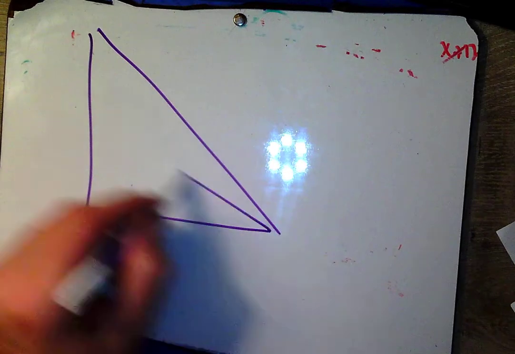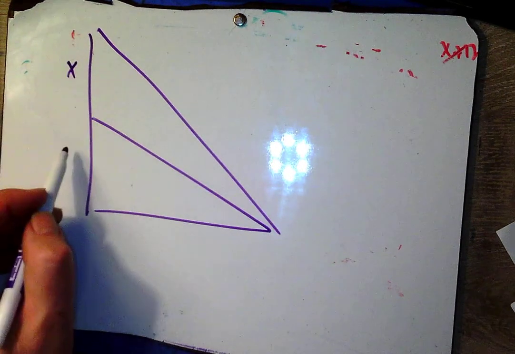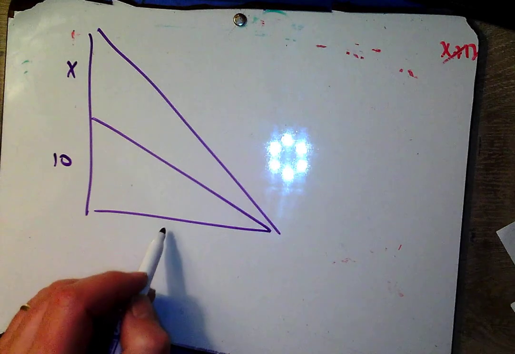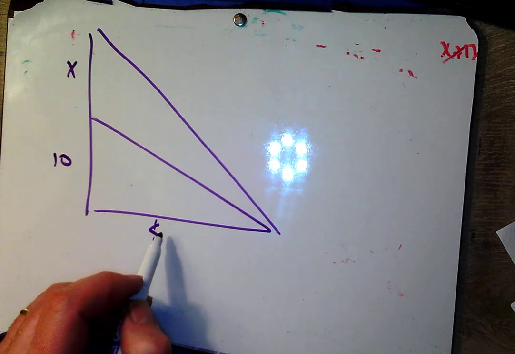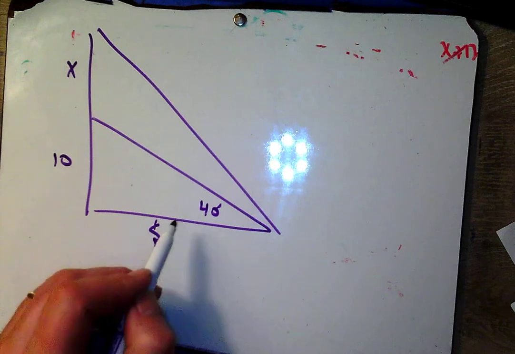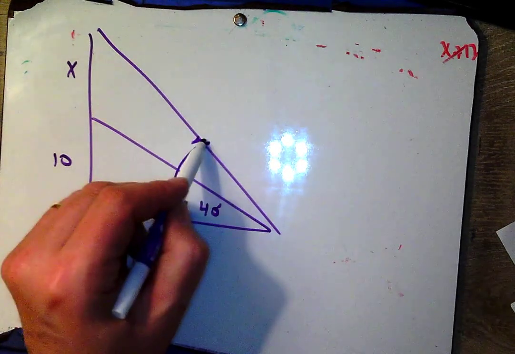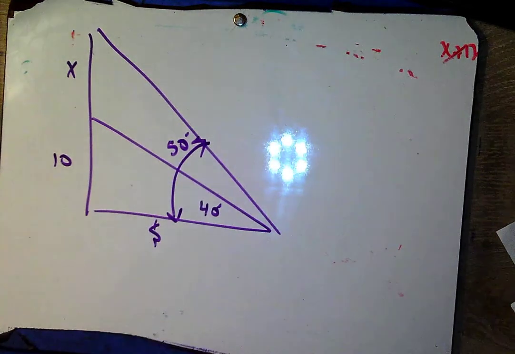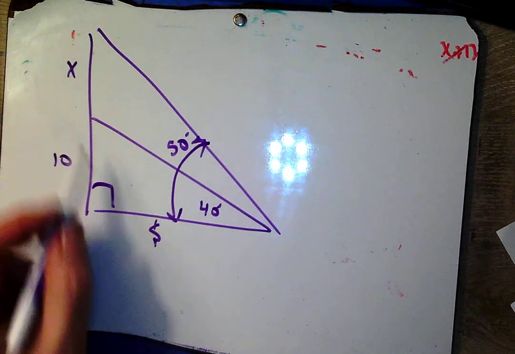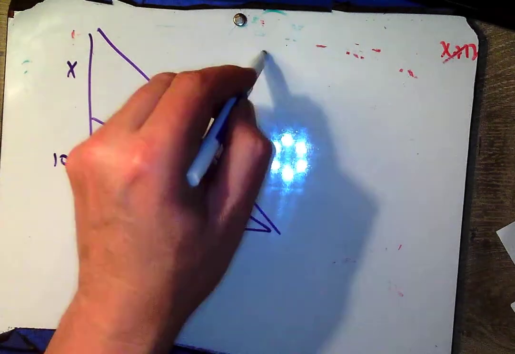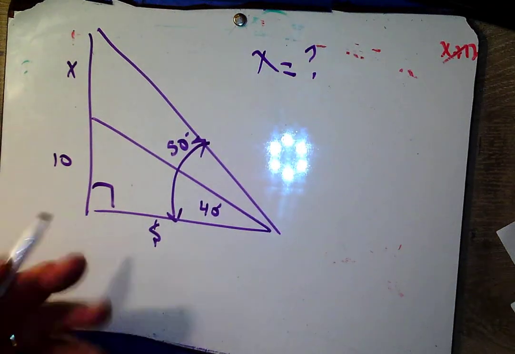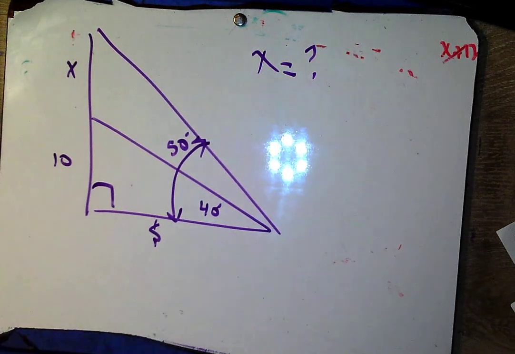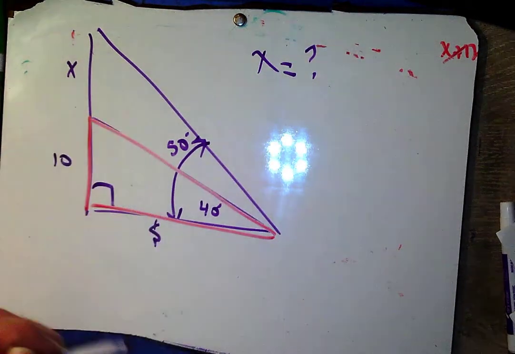How about this one? X, 10, plus 40 degrees and 50 degrees. And what do I want to know? I want to know x. X equals. I know, it feels like I don't have enough information. How many right triangles do you see? Good, me too. This is just a two-triangle problem.